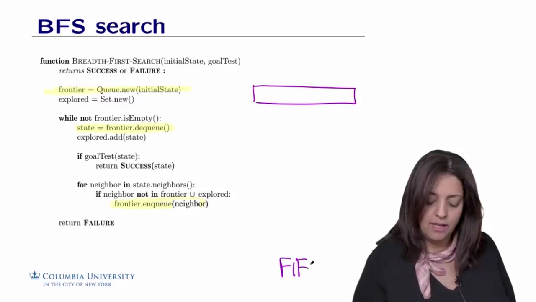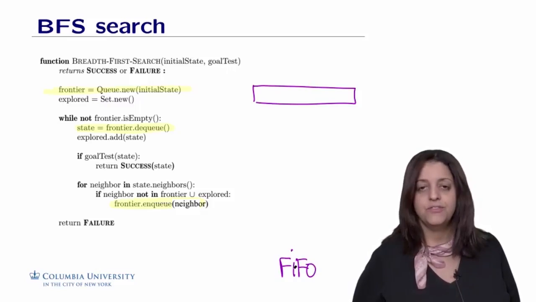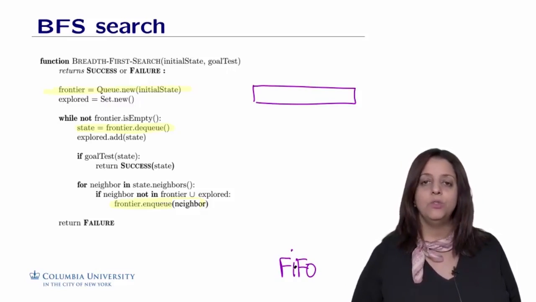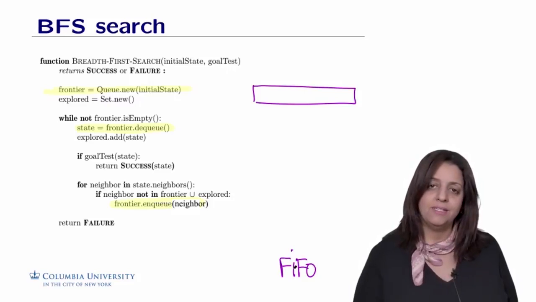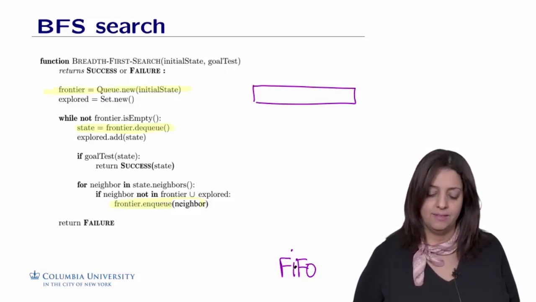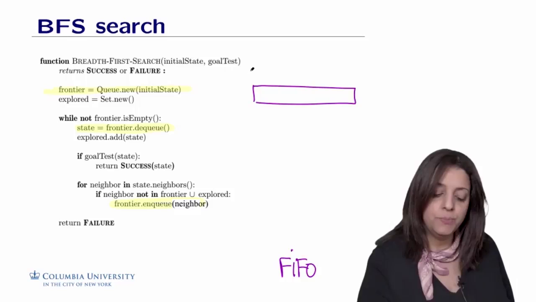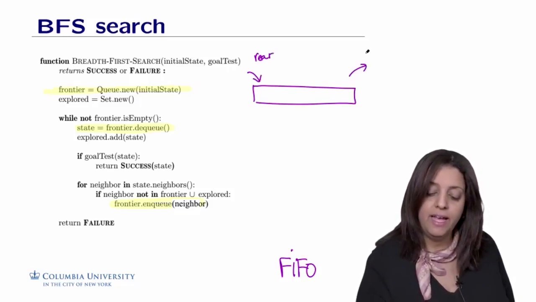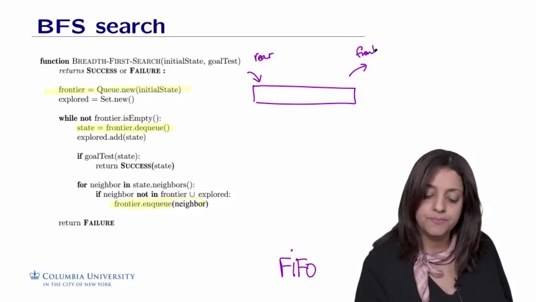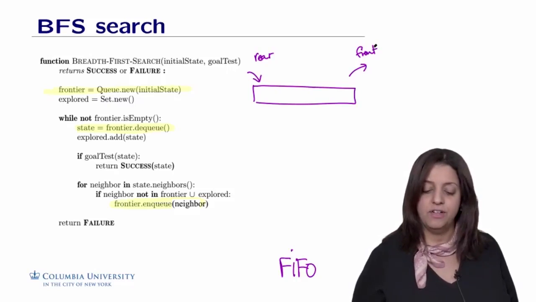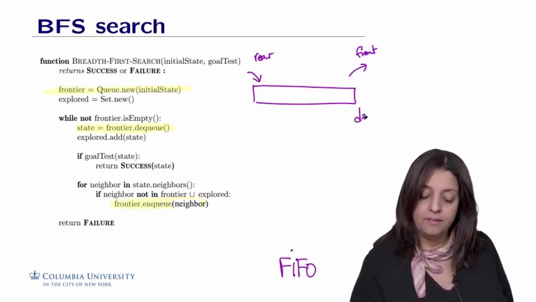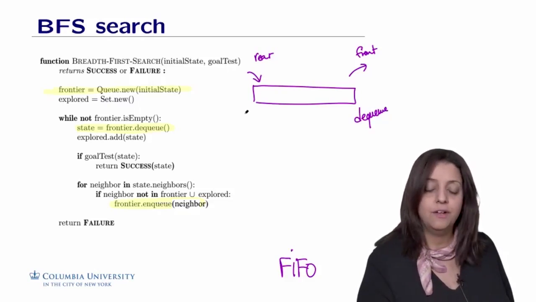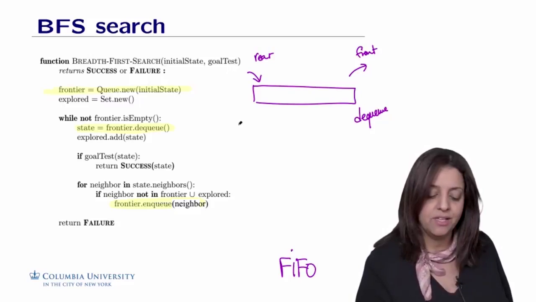That's what we call FIFO, which is first in, first out. So we're going to respect the order in which we put the elements in the fringe, or in the waiting room, to be tested. We're going to put from the rear of the queue, and we're going to take from the front of the queue. The action of taking from the front is called dequeue, and the action of putting things in the rear of the queue is called enqueue.